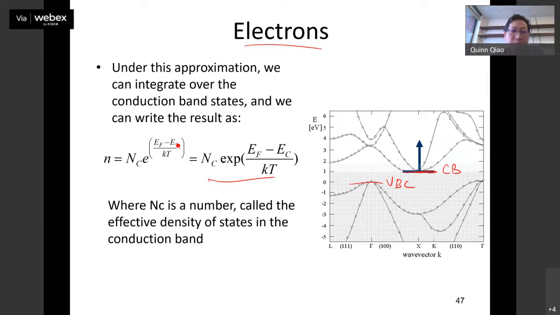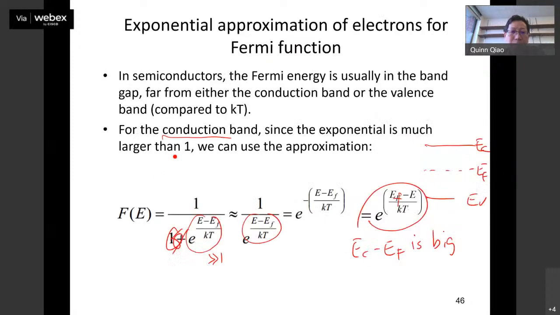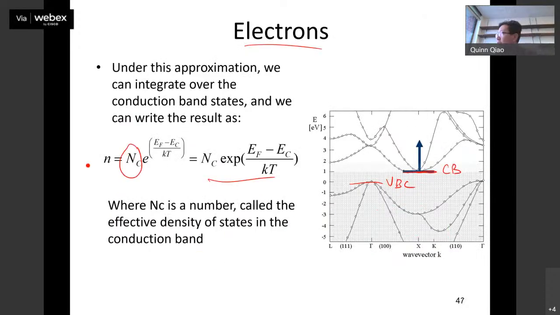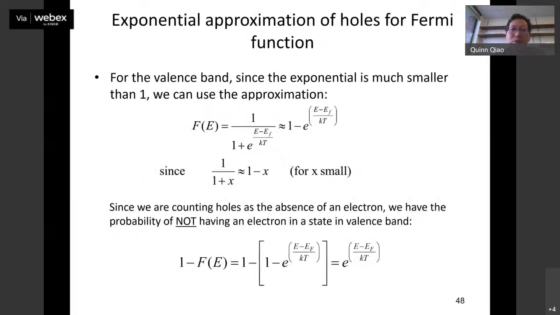Okay, back up a little bit. This is the probability for that state to be occupied by electrons. Here is the total electron state density, the density of states, multiplied by that probability. That equals the density of electrons in the material. Similarly, you can do the same for the valence band. Now if you look at this, E is now EV.